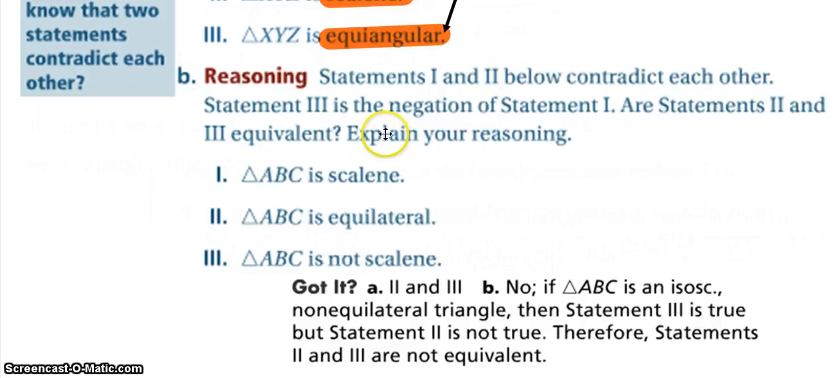So statement 3 is the negation of statement 1, where it was scalene, is not scalene. So are statements 2 and 3 equivalent? Well, the answer down here is no, because if triangle ABC is an isosceles non-equilateral triangle, statement 3 would be true, but statement 2 would not be true, and therefore they are not equivalent.